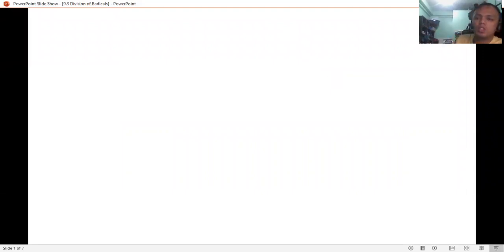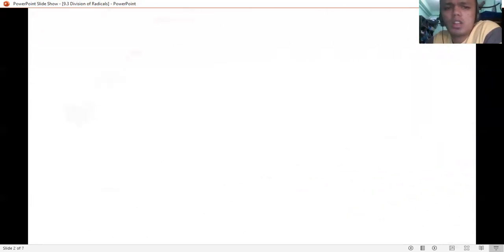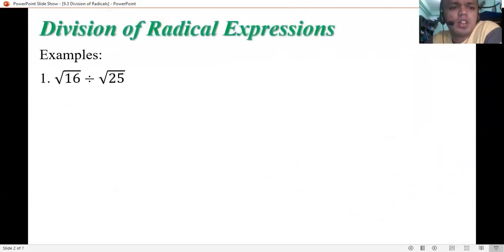So let us continue our topic about operations of radicals. This time, we will discuss division of radicals. How can we divide radicals? For example, here we have square root of 16 divided by square root of 25.